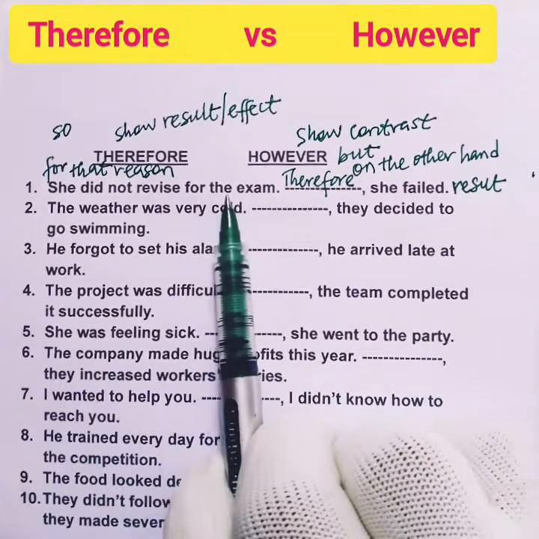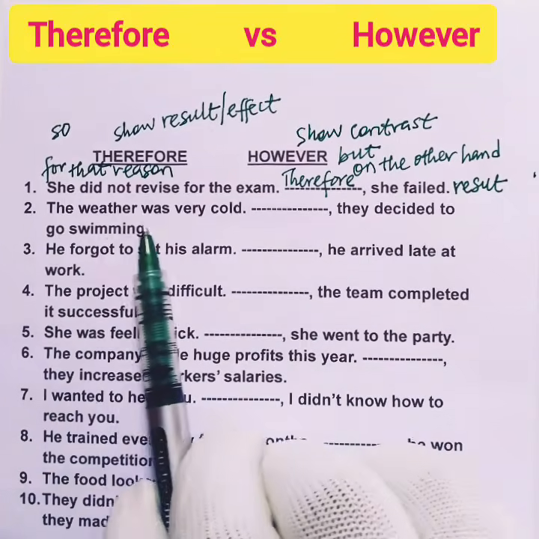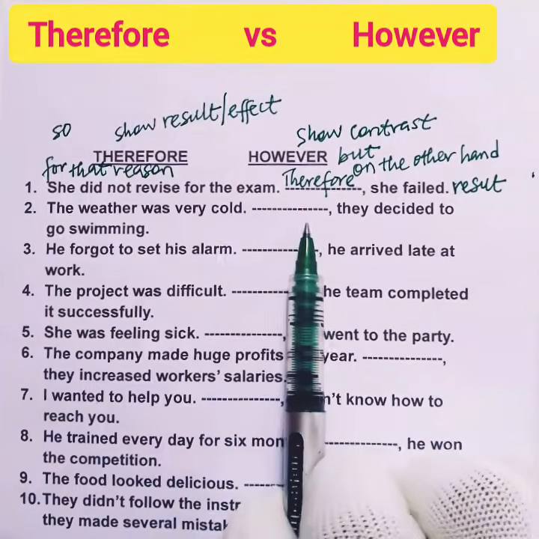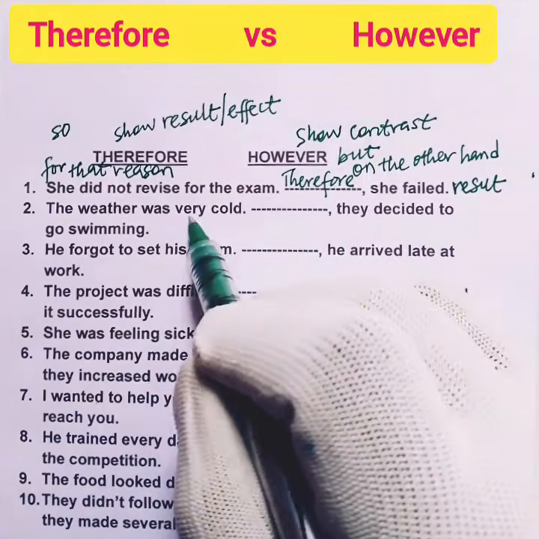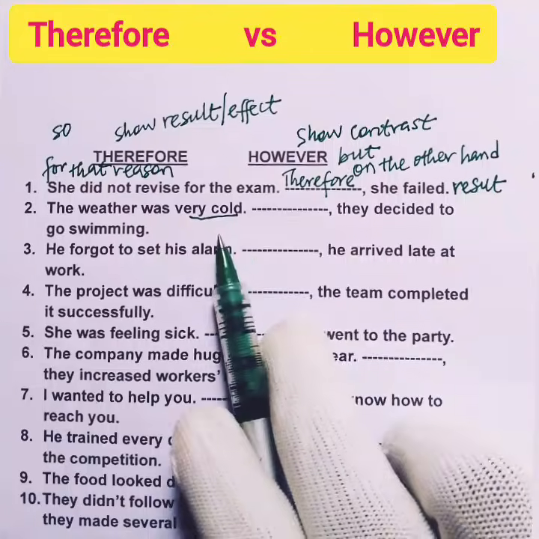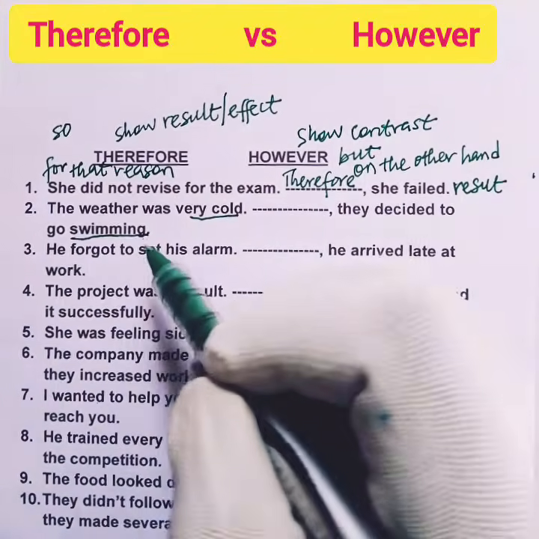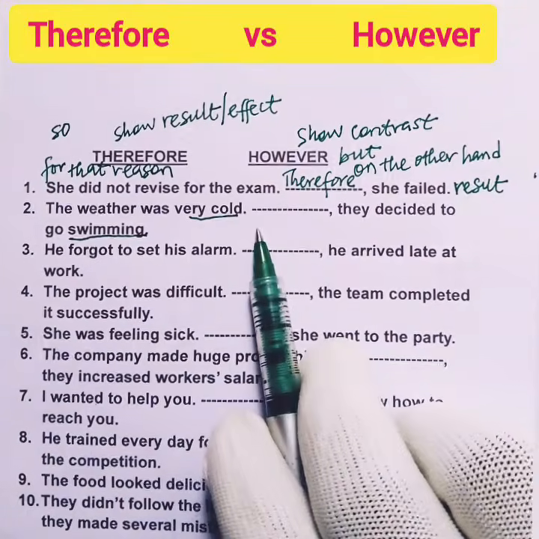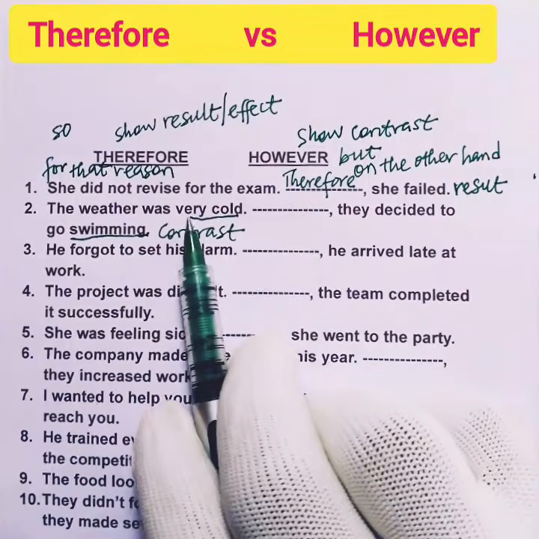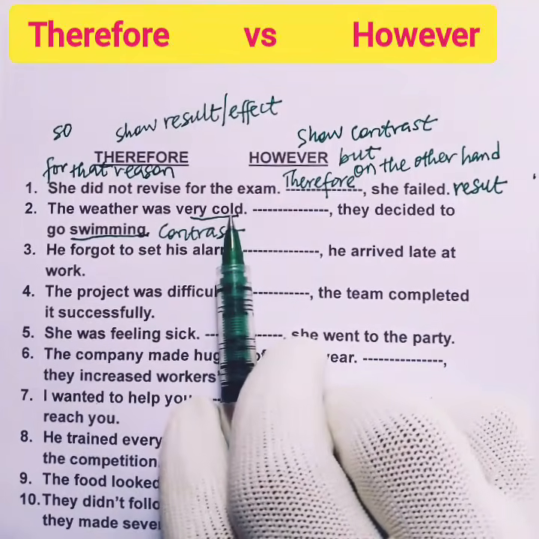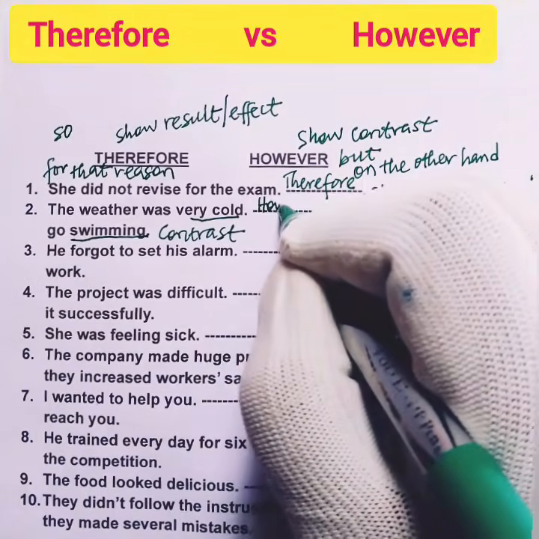She did not revise for the exam. Therefore, she failed. 2. The weather was very cold. Blank. They decided to go swimming. Here we have very cold in the first sentence. But the second one talks about going to swim, and that is contrast. It is opposite. Okay? Contrast. Going to swim contrasts with the weather being very cold. So the correct word to use is however.